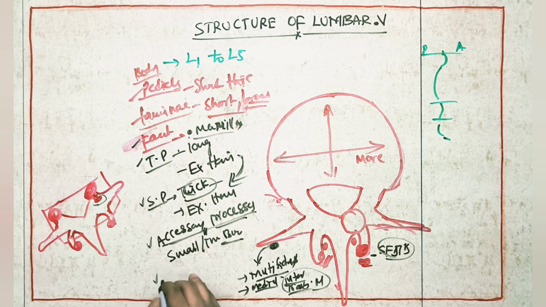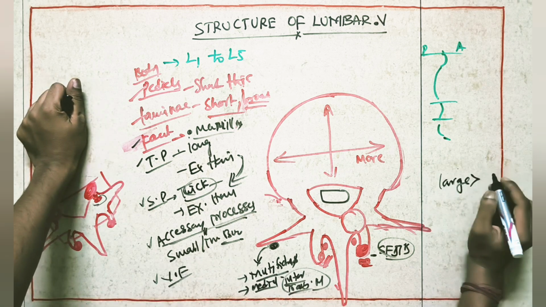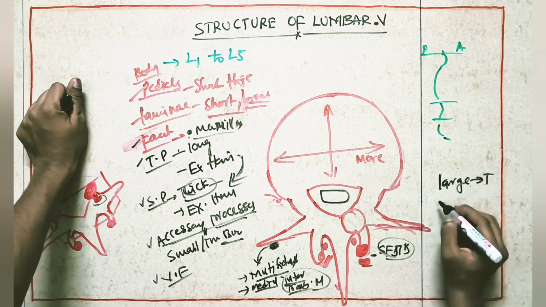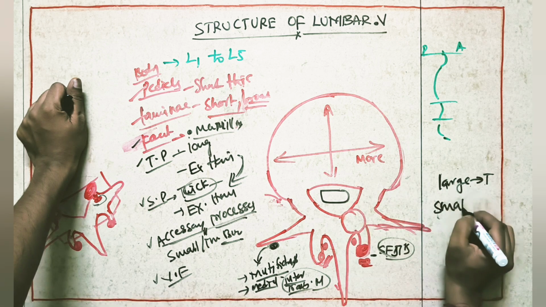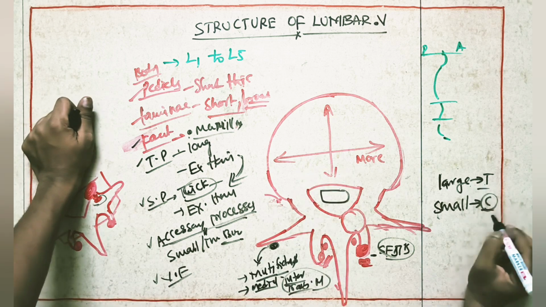And the last one we have to see is the vertebral foramen. See here, the vertebral foramen which we are seeing in the lumbar vertebra. Here the vertebral foramen is large in size compared to the thoracic vertebra, and small compared to the cervical vertebra.